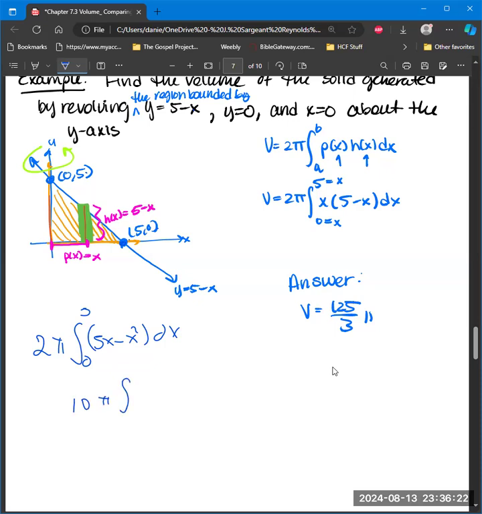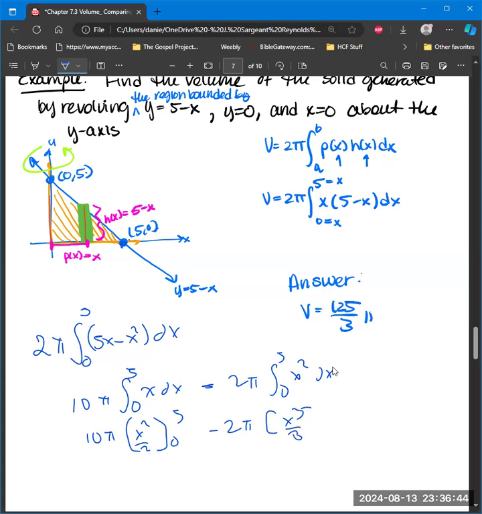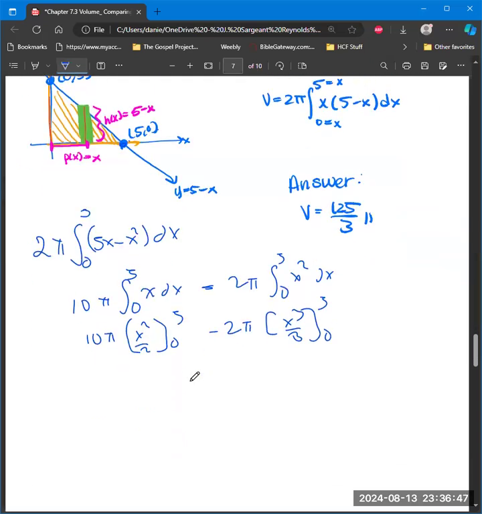10 pi integral from 0 to 5 of x dx minus 2 pi integral from 0 to 5 of x squared dx. 10 pi x squared over 2 from 0 to 5, minus 2 pi x cubed over 3 from 0 to 5. 2 goes into there 5 times. 5 pi times 5 squared is 25, minus 0 squared is 0. 2 pi over 3. 5 cubed is 125, minus 0 cubed is 0.